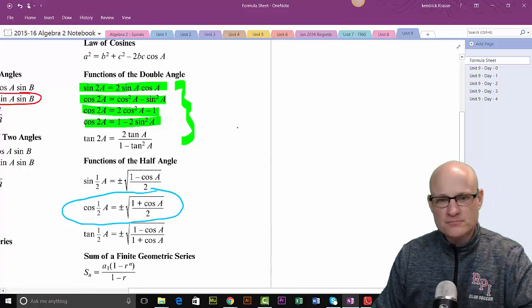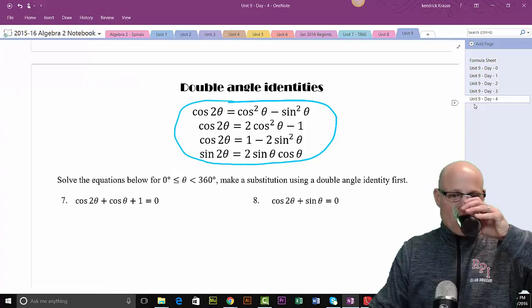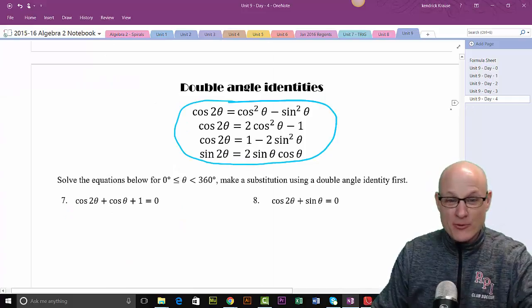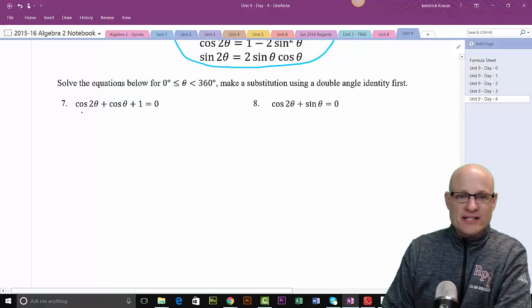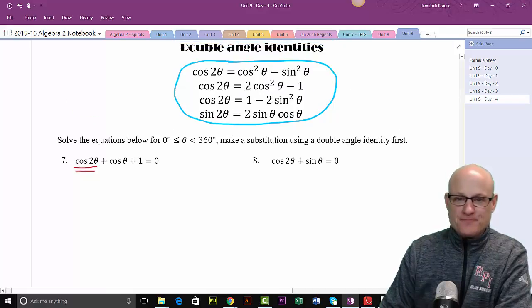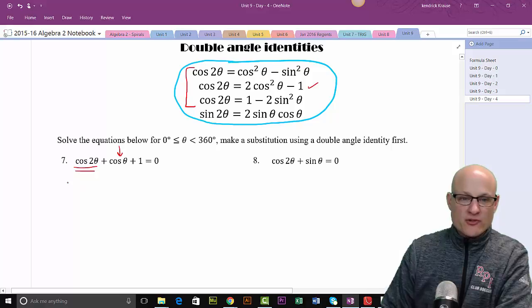Excuse me. So, let's go back. So now I can replace squares or double angles. All right, so in this case, I've got cosine double angle. I've got 3 choices to make. These 3. But I want the one that has just cosine in it. So I'm going to choose this one. So it's 2 cosine squared theta minus 1 plus cosine theta plus 1 equals 0. So I just replaced that with this.